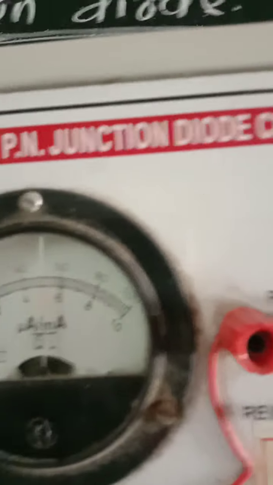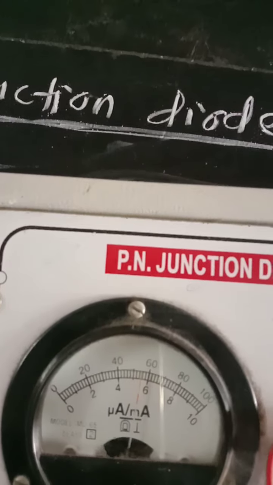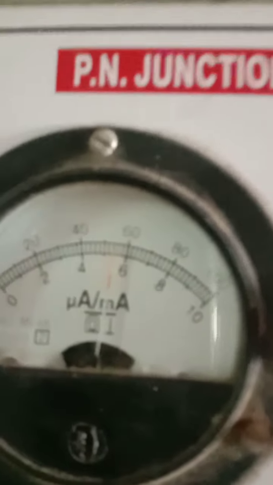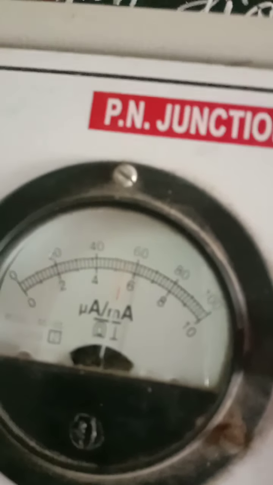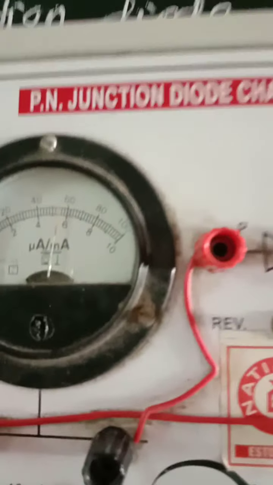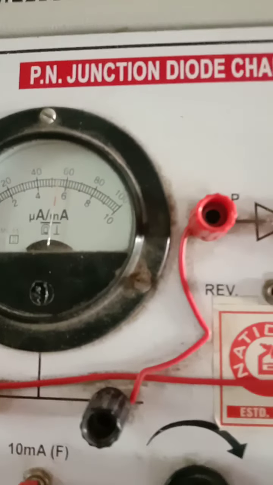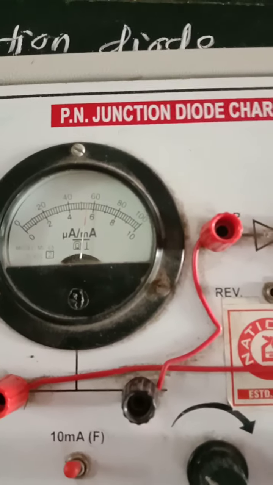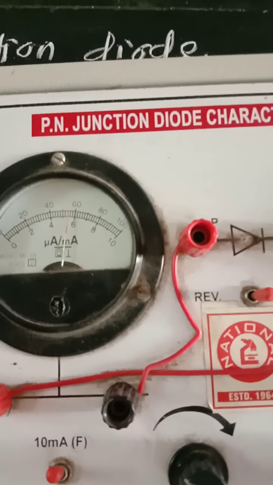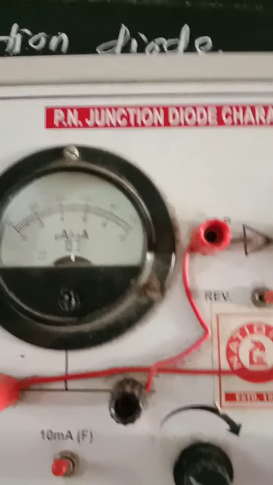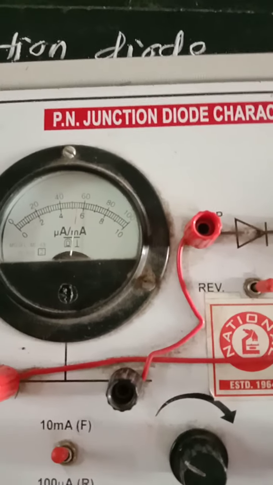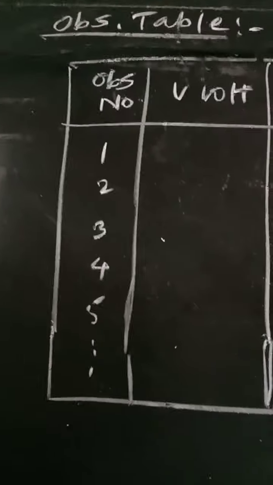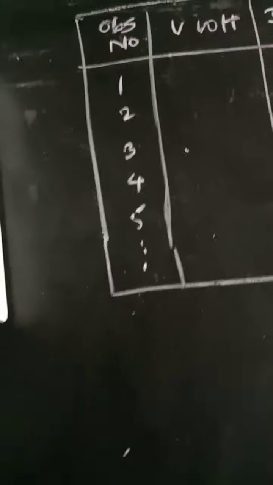Suppose it is on the 28th division, so 28 into LC of this milliammeter will give you the value of current. In this way, some of the readings of the voltage and current when there is no current flowing through the PN junction diode will be taken, and when the current is flowing through that PN junction diode, some readings will be taken, and this observation table will be completed.